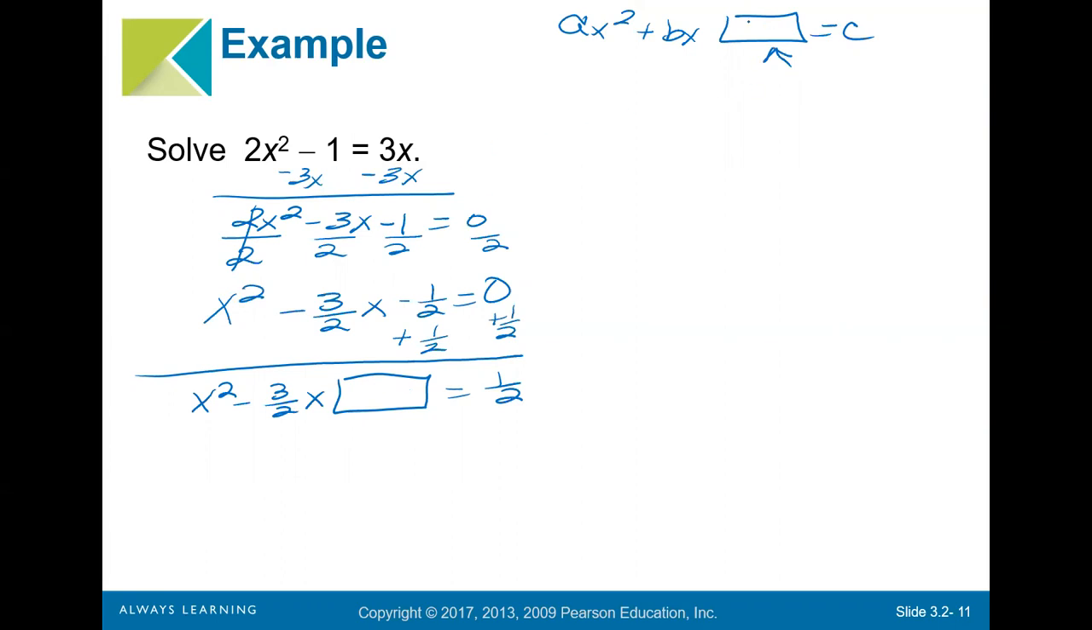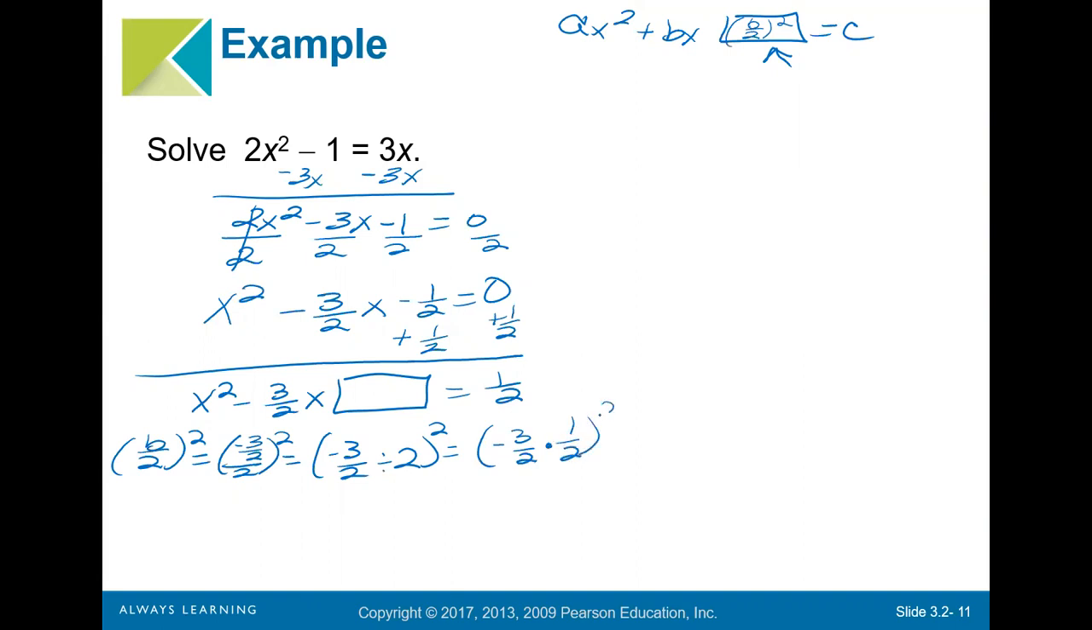Well, I'm going to use this formula of b divided by 2, all squared. Okay, so let's do that. b divided by 2 squared. What is my b? It's a -3/2, and I'm going to divide it by 2. I'm going to do an extra step. I noticed that I got a fraction in a fraction. So the basic math rule says we're going to keep the first term, change the operation to multiplication, and flip the second.